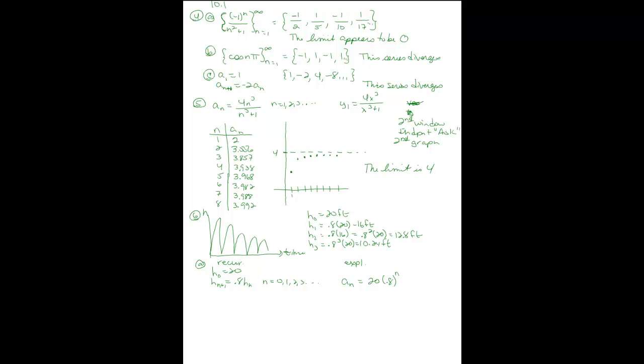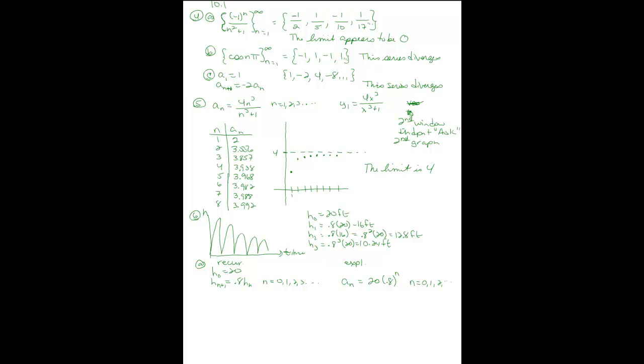Now the question is, what's the exponent on this? Well, I start out with 20, and the first time I don't times it by 0.8, so I would have to start at 0. Then when I'm on h sub 1, I times it by 0.8 once. So h sub 1 one time, h sub 2 I did it 2 times. So this is just an n, but then I have to specify n starts at 0, 1, 2, and so on in order for that one to work.